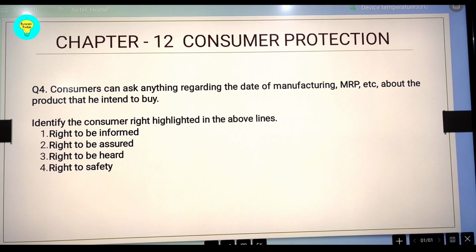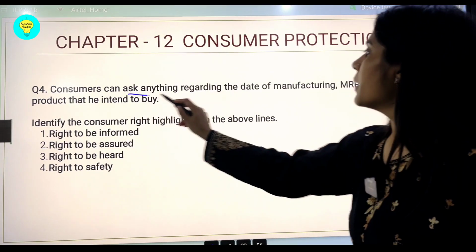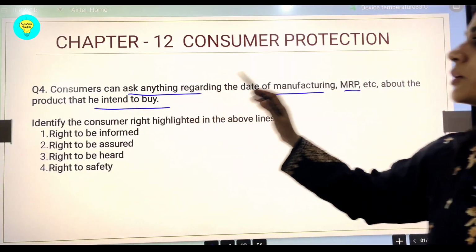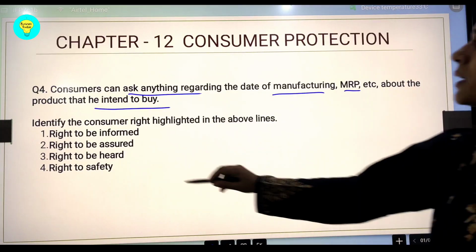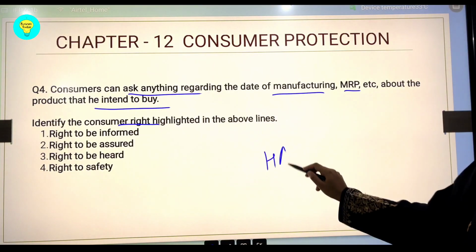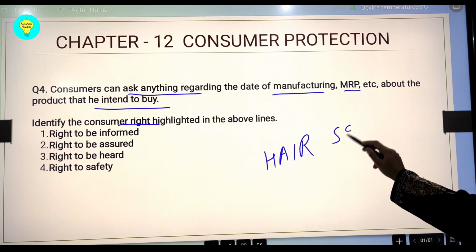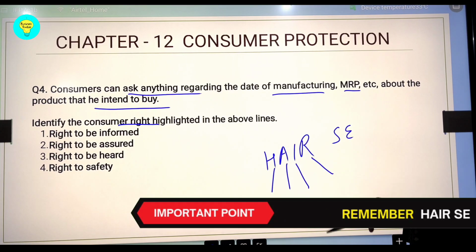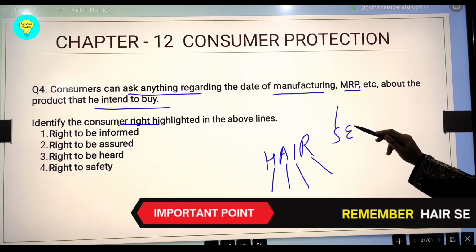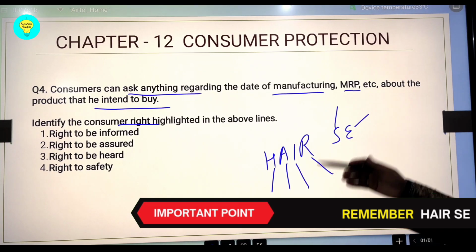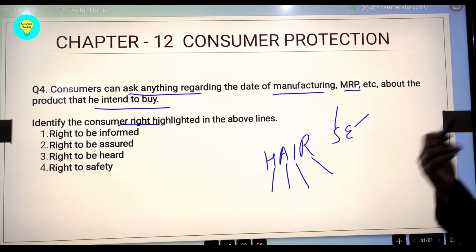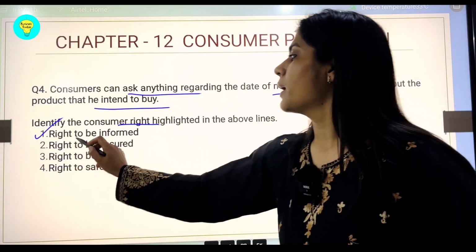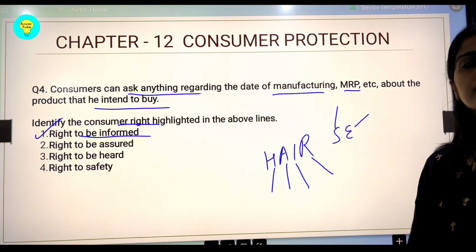Probably the last question from this chapter. Consumers can ask anything regarding the date of manufacturing, MRP, etc. about the product he intends to buy. Yes, so we have read about one of the consumer protection rights. Which consumer right is this? We talked about the 6 consumer protection rights as HAIRSE. This was right to be heard, right to be assured, right to be informed, right to seek redressal, right to safety, and right to consumer education. So whenever the consumer goes and asks for any information relating to the product he intends to buy, he is definitely exercising his right to get informed and duly known about all the facts and figures relating to the product.